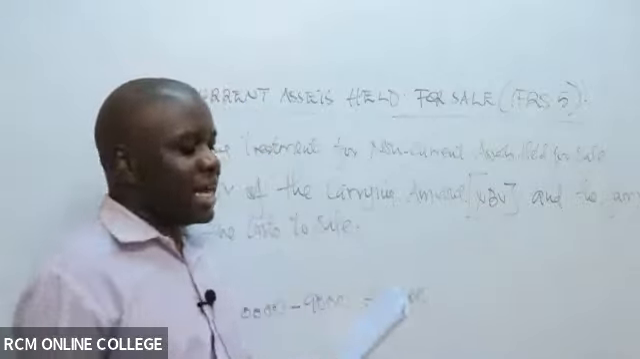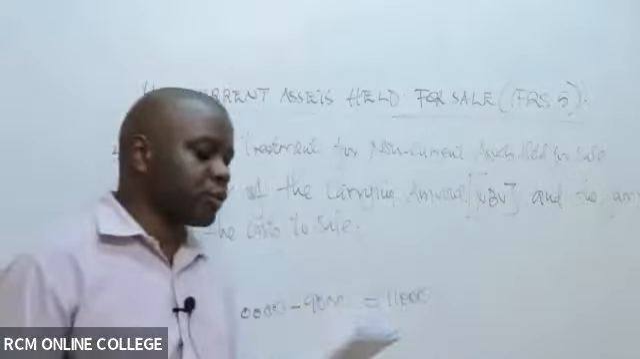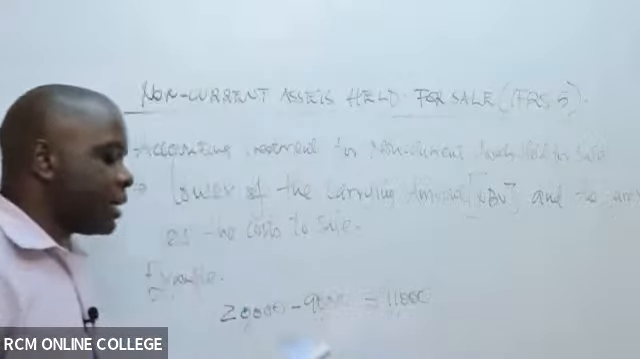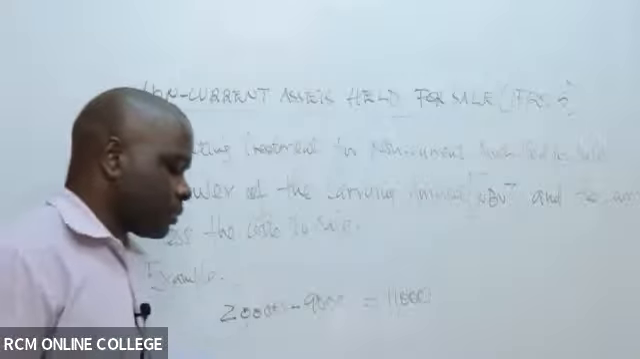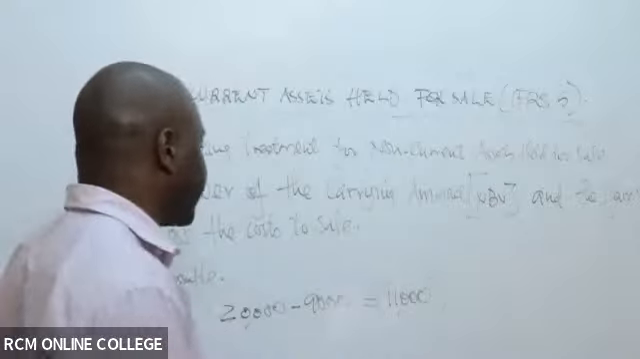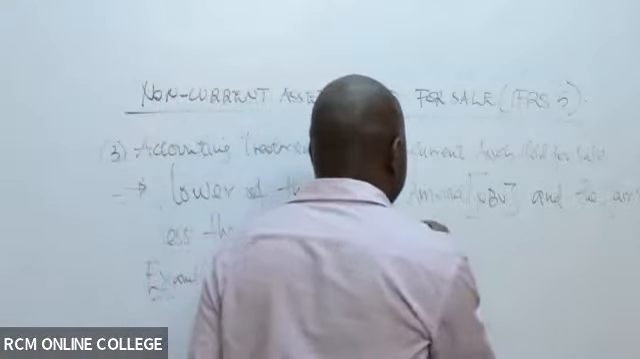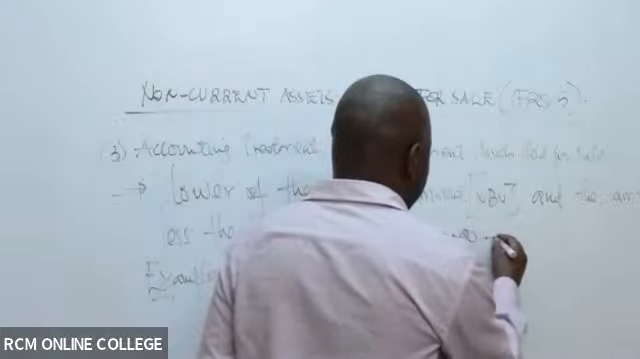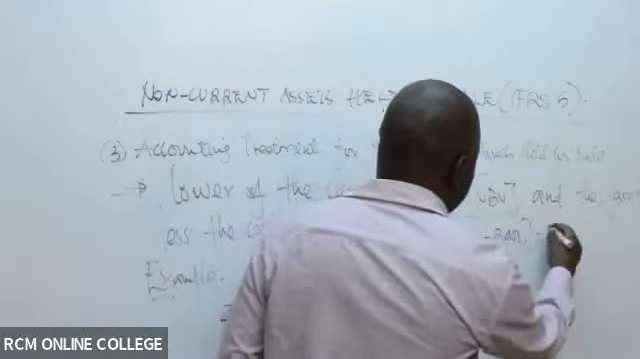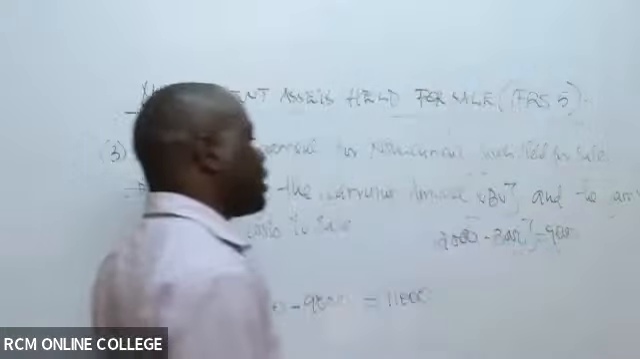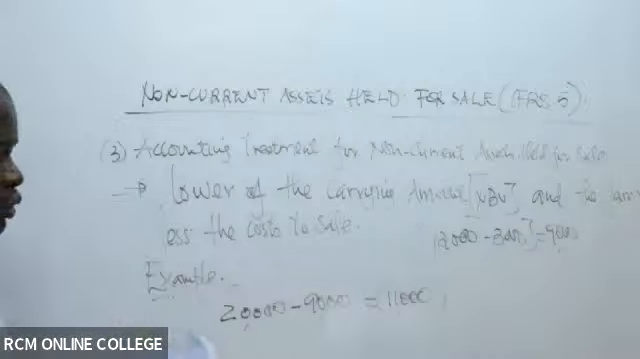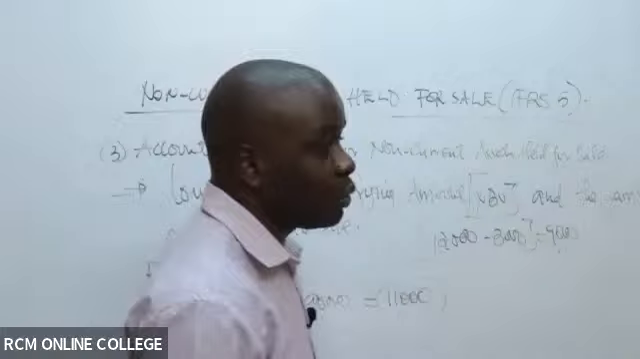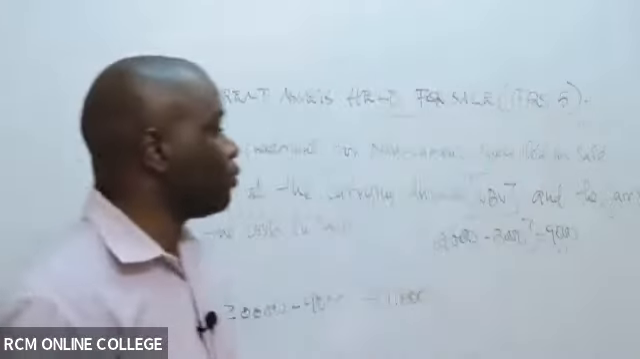Then the fair value less the cost to sell will be, in brackets, 12,000 minus 3,000, which is equal to 9,000. Full stop. Then you write the final point there.